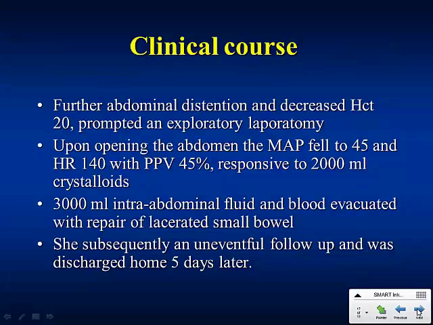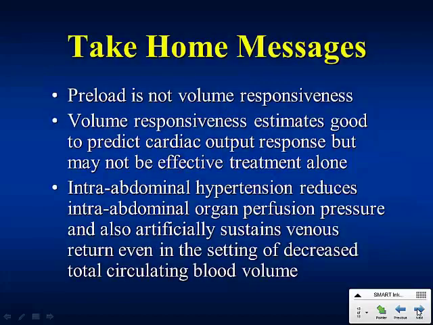Okay, interesting, huh? So the take-home messages. Preload is not volume responsiveness. Volume responsiveness estimates are good to predict cardiac output, but may not be effective as the only treatment. We can only do so much with fluid, inotropes and pressors. Sometimes you need to go back to surgery. Sometimes you need to put in a stent. You can only do so much with cardiovascular monitoring. You're part of a team.